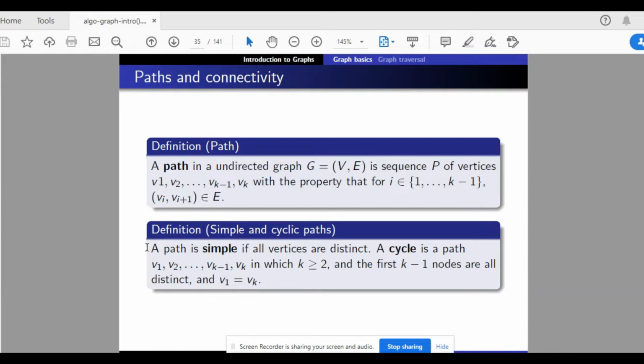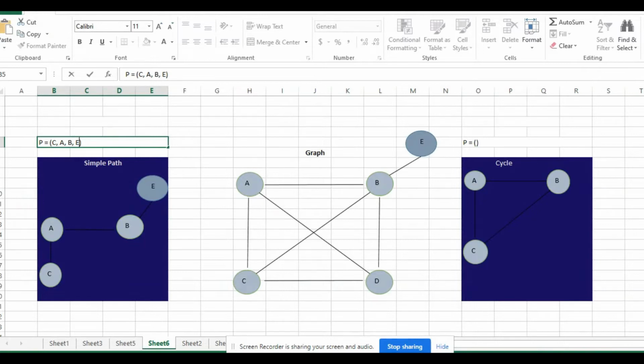Now let's look at this definition. This definition says a path is simple if all vertices are distinct. So we call a path a simple path if all the vertices are distinct. So you can see that there is no repetition of vertices in this sequence. C is distinct, A is distinct, B is also unique, E is also unique for this sequence. So since all the vertices in the sequence are unique, this path is called a simple path, since there is no repetition of vertices in the sequence.